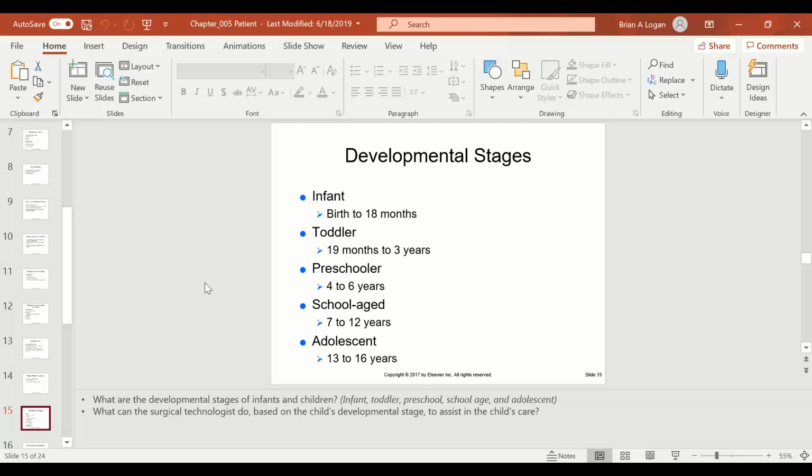We do this separation chronologically, so by years or months in some cases, especially with the youngest. But here's your breakdown. Infants are newborn to 18 months in the medical world. Toddlers, 19 months to 3 years old. Preschoolers, 4 to 6 years old. School age, 7 to 12. And then adolescents, 13 to 16.